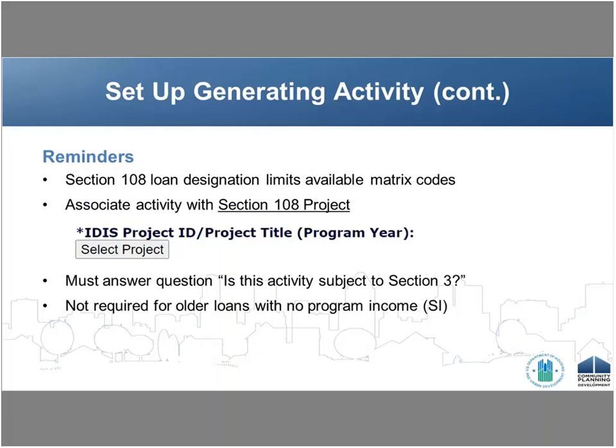So a general reminder, the Section 108 loan designation does limit the available matrix codes. So when you click yes, it will limit the codes, but this should not be an issue because we will have approved what the activity is before we get to this stage. It is also important that you select the project for the 108 loan, and you can do that within the activity screen with the IDIS project ID, and you can select the project and/or you can search for the project. You must answer the question, is this activity subject to Section 3 requirements? And you will have to make a determination at the grantee level on whether or not Section 3 is applicable. And again, remember, this is not required for older loans that are not generating program income.